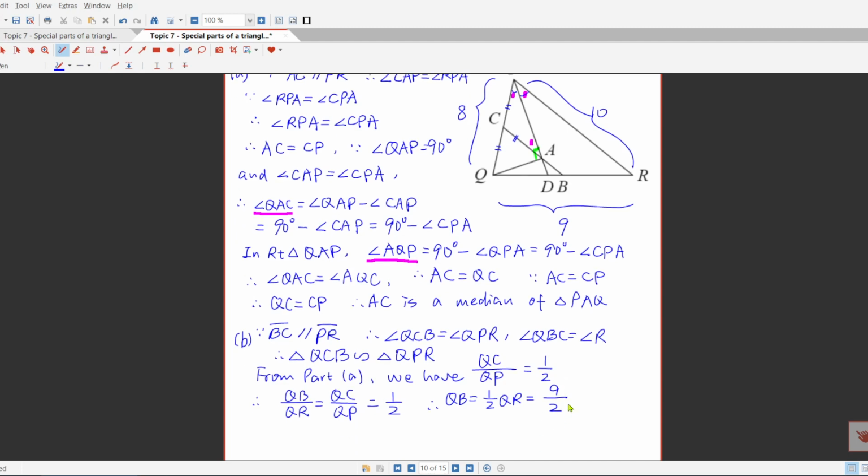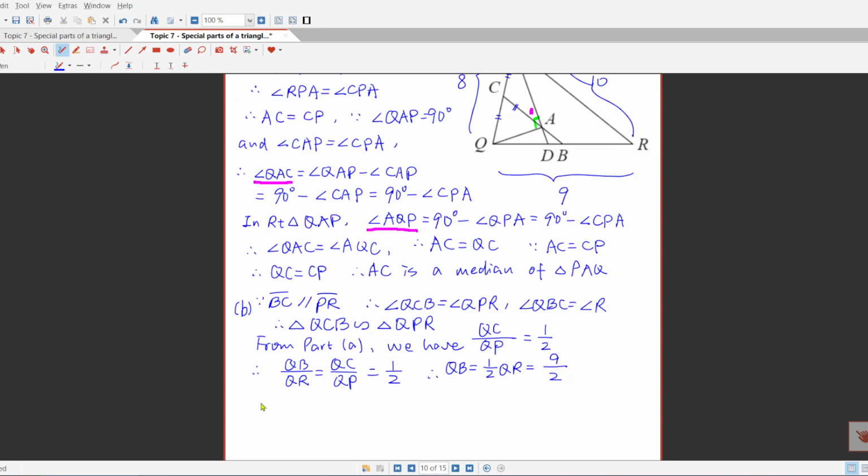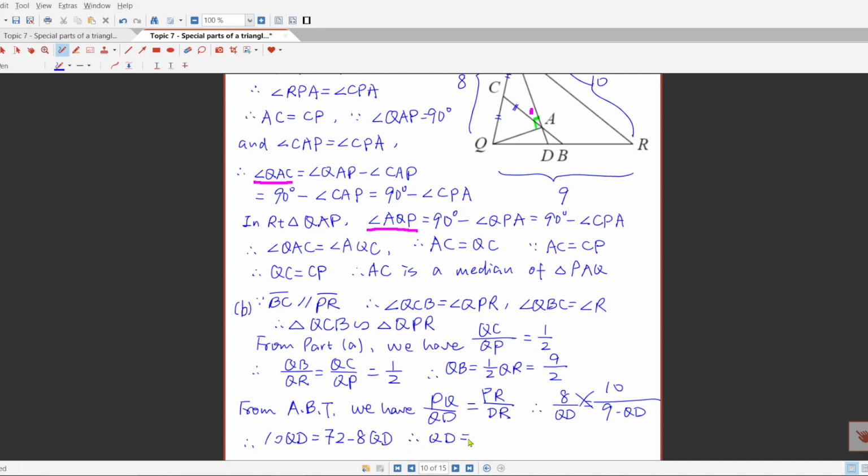So from the angle bisector theorem, ABT, we have PQ over QD equals PR over DR, right? Therefore, we know 8 over QD equals 10 over DR. DR is 9 minus QD, right? And the cross multiplication will give us an equation in terms of QD. Therefore, you can actually solve QD, right? So 10 QD equals 72 minus 8 QD. Therefore, QD is 4, right?